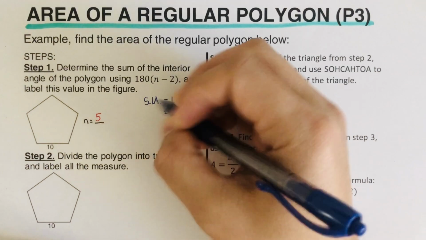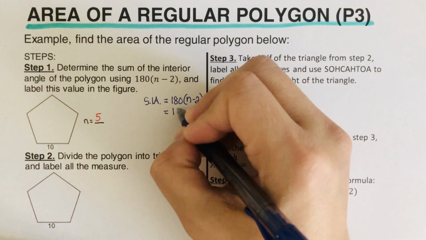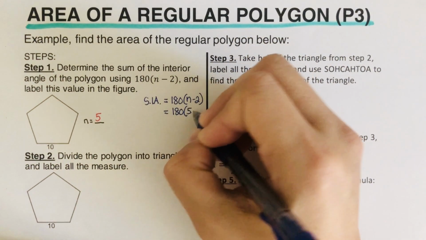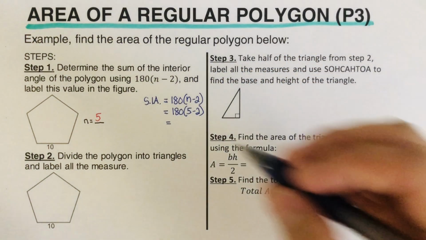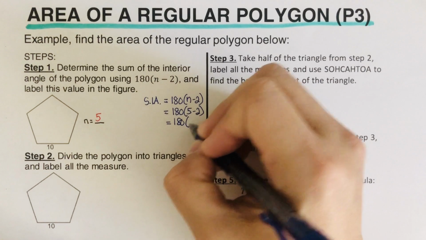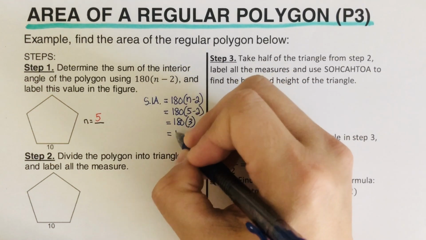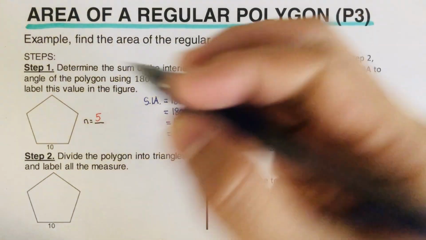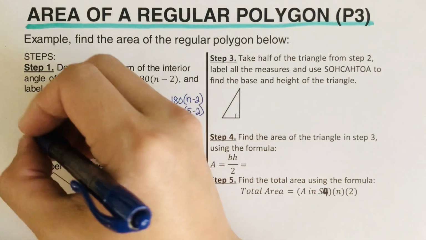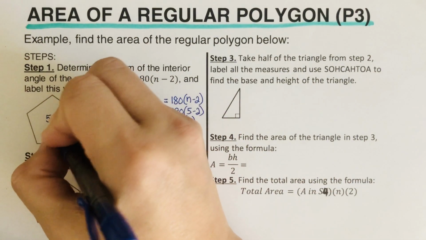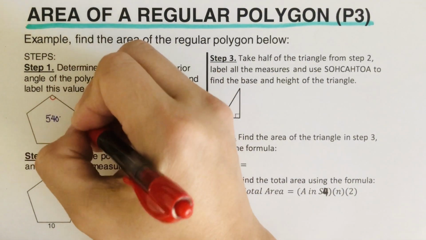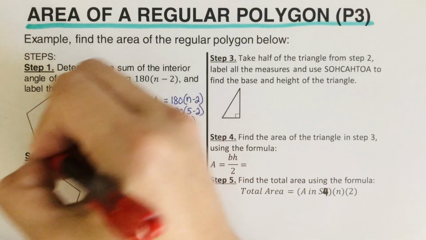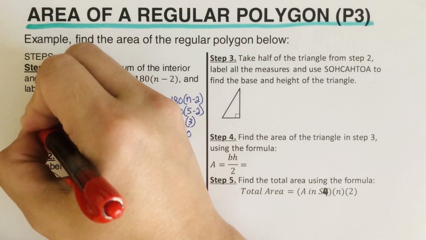So in this case here, our number of sides is 5. So that's 180 times 5 minus 2, so that's going to be 3. So that's 180 times 3, which is 540. So the sum of all the measures that we have here is 540 degrees, which means that all of the red corners that we have here will have a sum of 540.